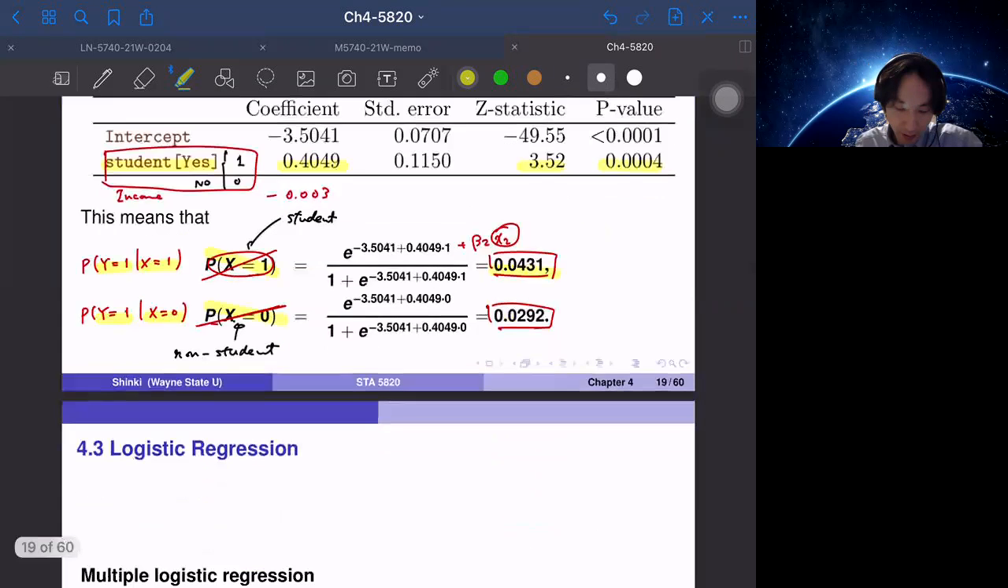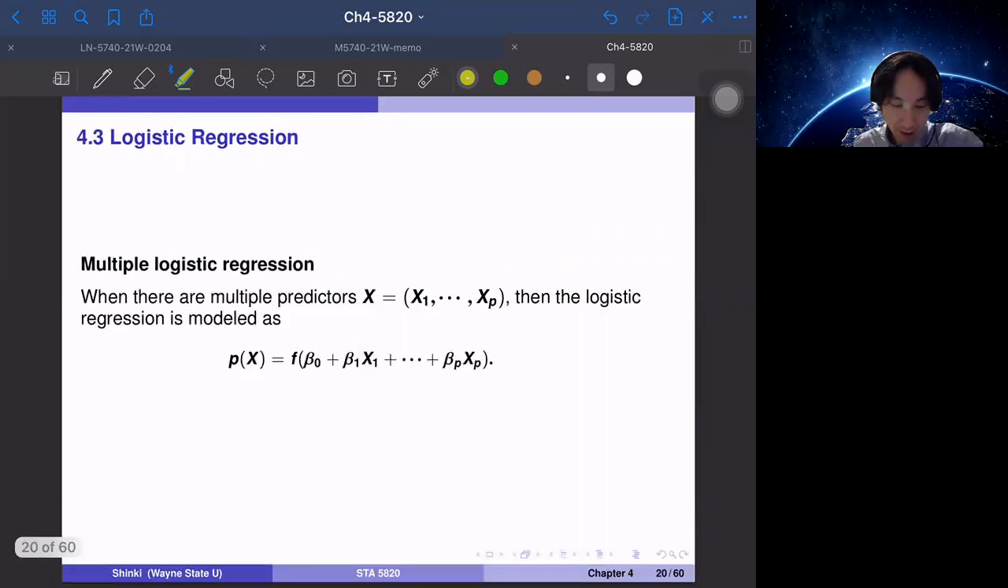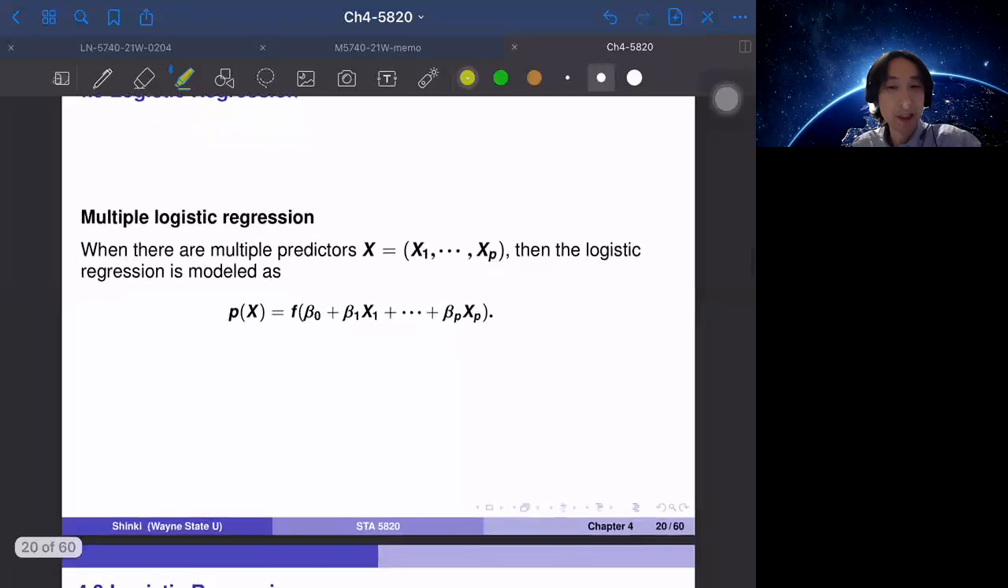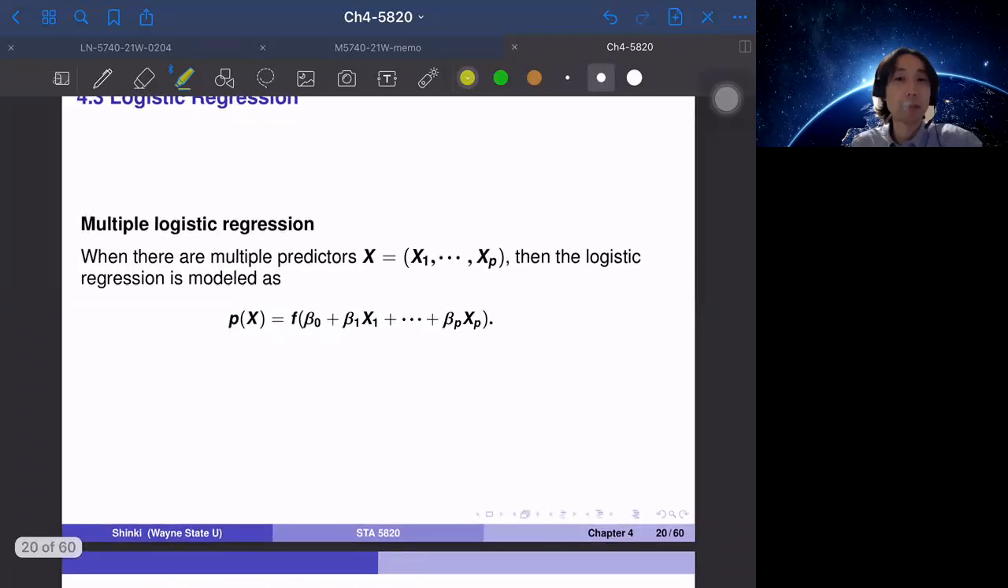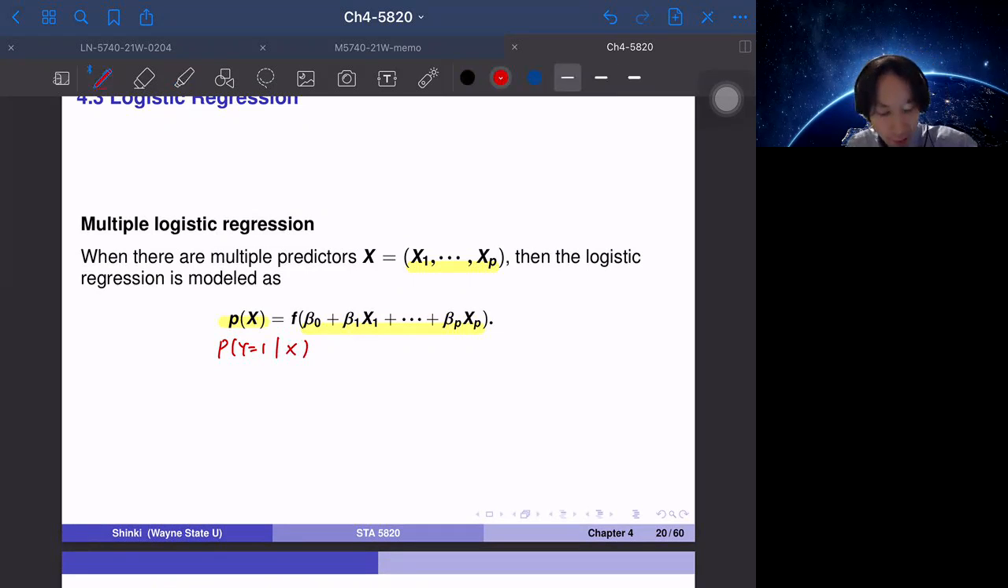Okay, so now we go to the next one. Multiple logistic regression. I mentioned a little bit, but if we have multiple variables, then we can just introduce the linear combination of x1 to xp. So left-hand side is again the probability of y is equal to 1 given the x value. So it works in the same way.